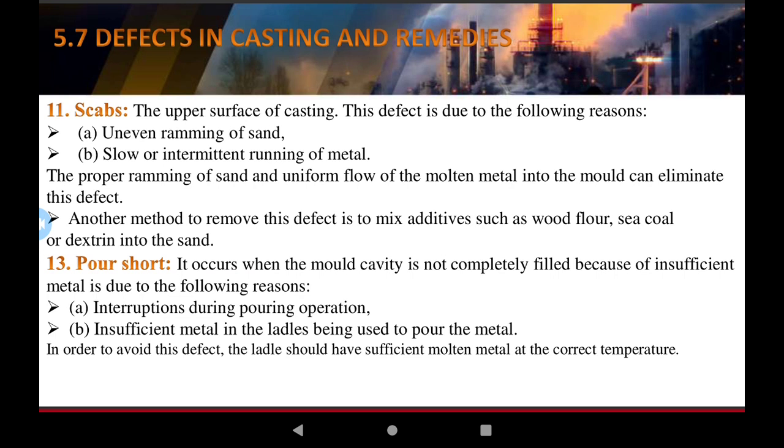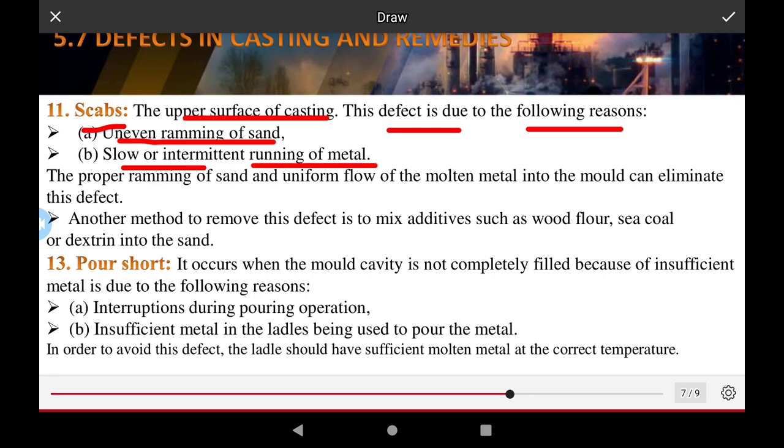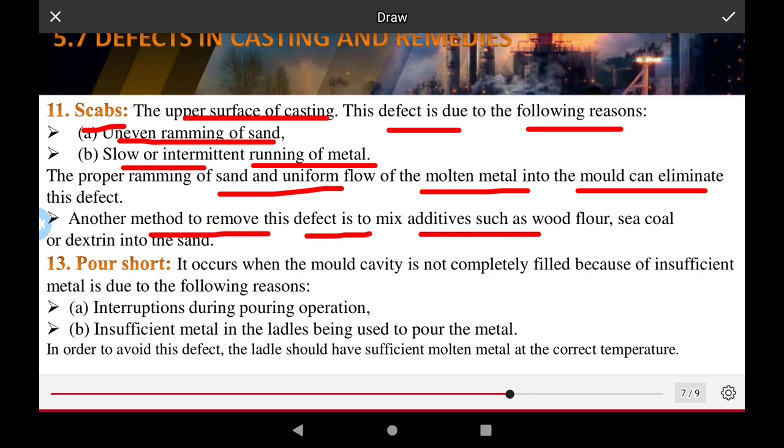Defects in the casting and the remedies. Scab occurs on the upper surface of the casting. This defect is due to the following reasons: hard ramming of sand and slow or intermittent running of the metal. Proper ramming of sand and proper flow of the molten metal into the mold eliminates the defect. Another method to remove this defect is to mix additives such as wood flour and coal dust.